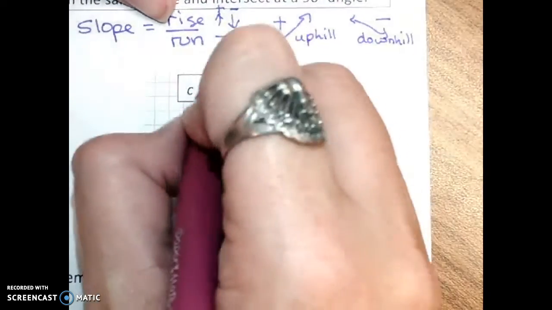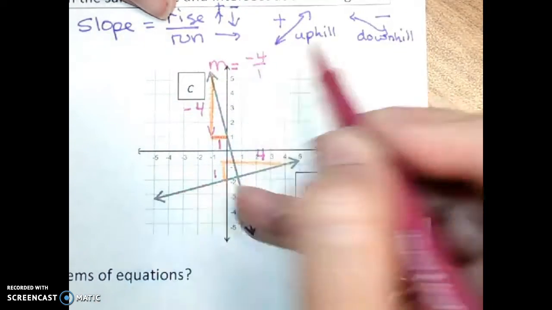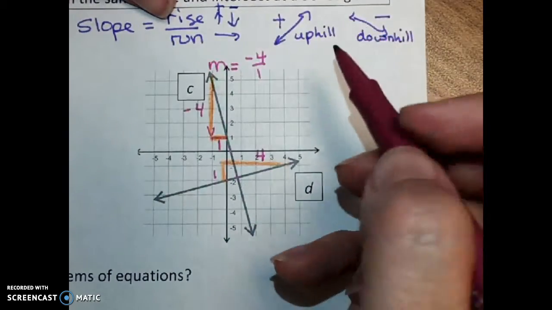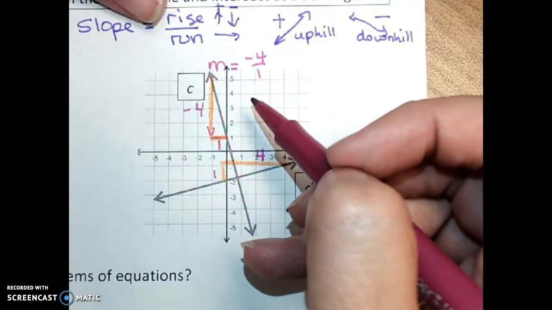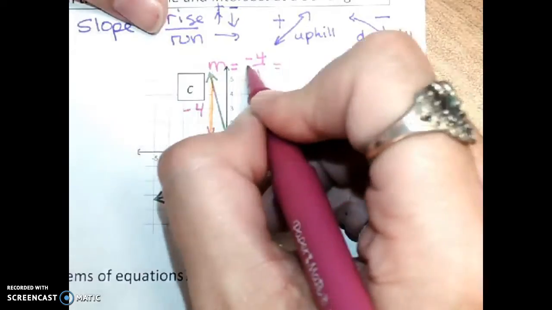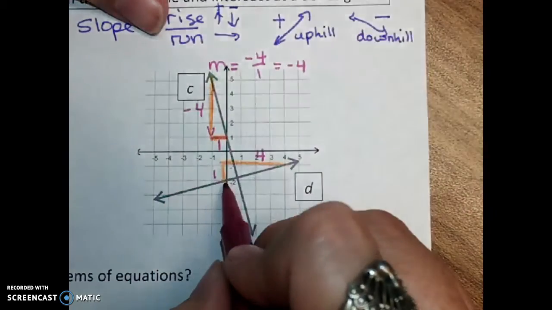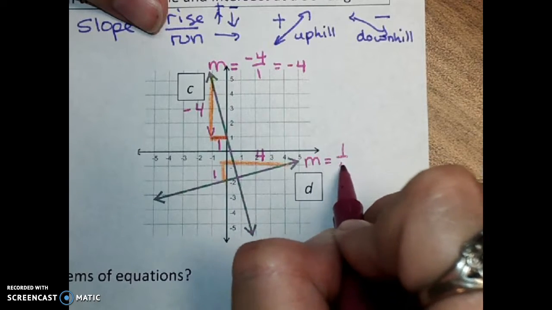So for this one, m equals negative 4 over 1. Well, what is 4 divided by 1? I always like to use cookies for dividing. 4 cookies divided by 1 person, I get all 4 cookies. So negative 4 over 1 is just negative 4. This one is rise 1, run 4, so this is slope of 1 over 4.